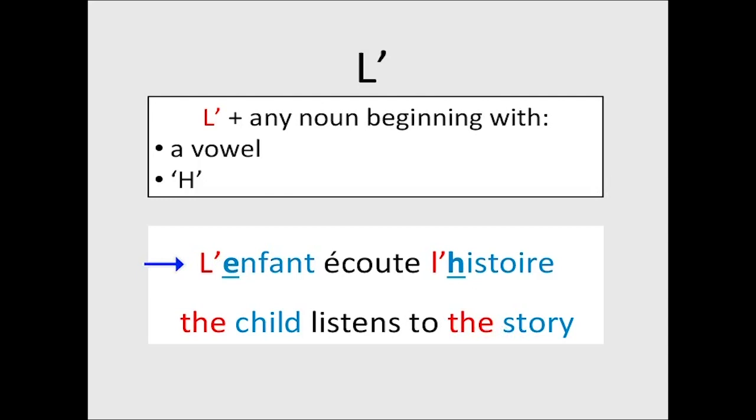L'enfant écoute l'histoire. The English equivalence of this sentence is the child listens to the story. Since the word enfant begins with a vowel, we place L' before the word. Similarly, we place L' before histoire because it begins with a mute H.